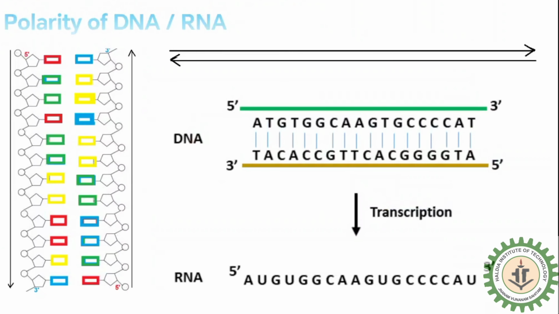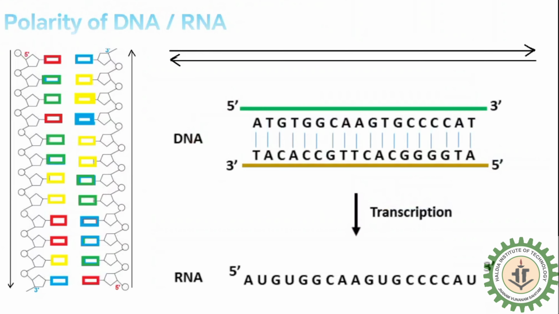Whenever a DNA double helix is formed, it should be thermodynamically very stable. The first rule for this stability is that adenine will pair up with thymine and guanine will pair up with cytosine. The second rule is that the polarity of these two strands of DNA must be opposite to each other. As you can see in the image, they are shown with arrows.